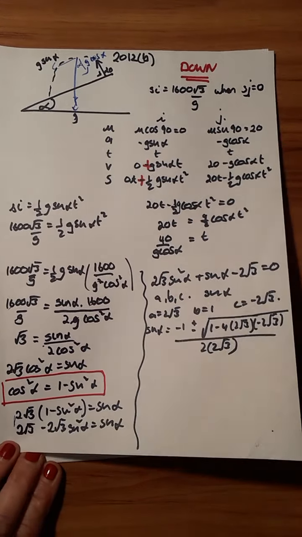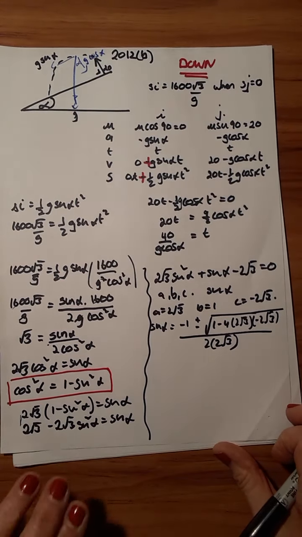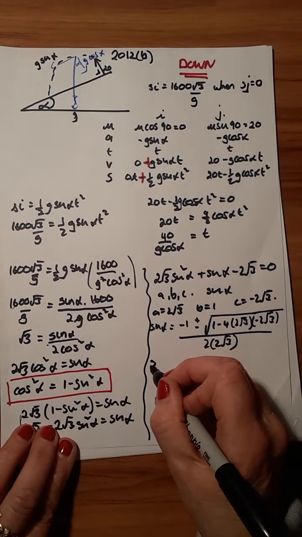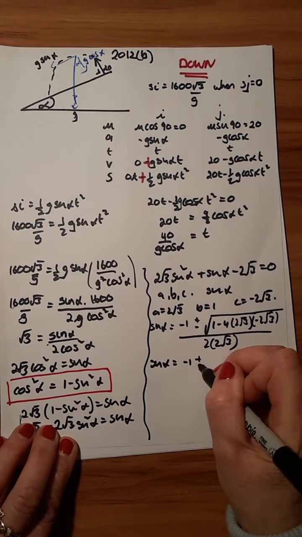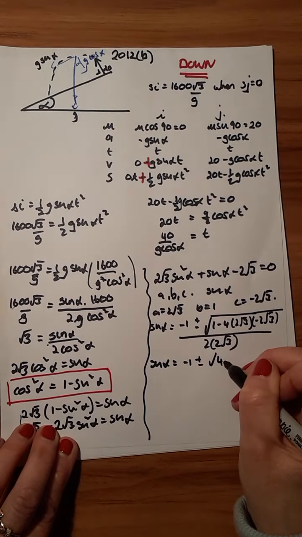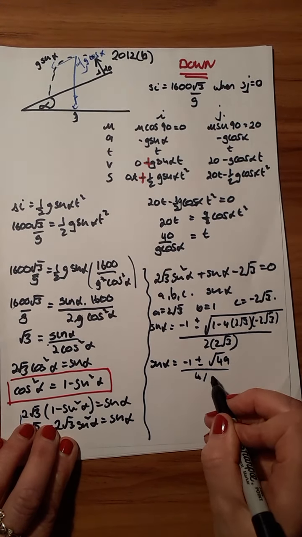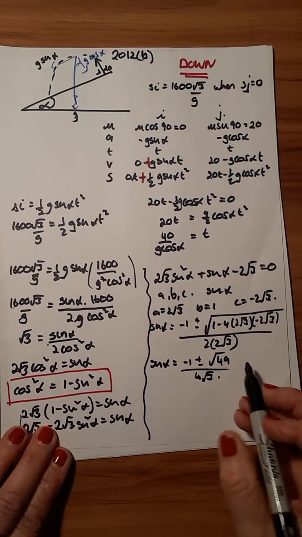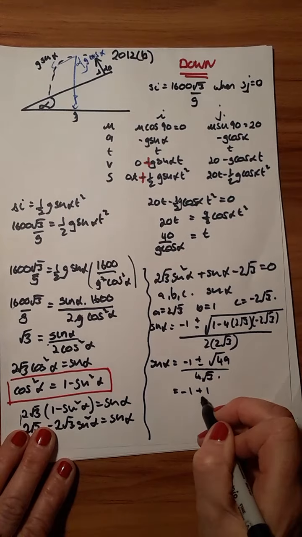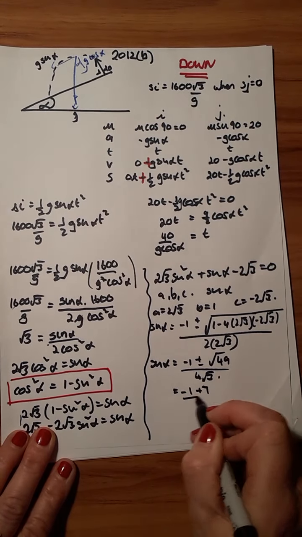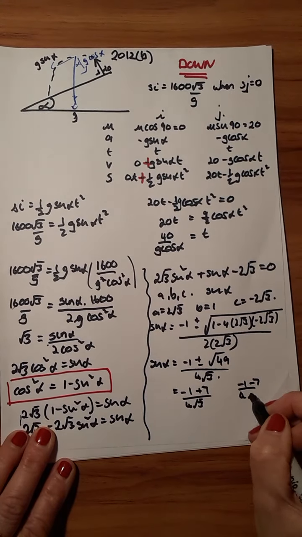And when I work all of that out, this works out really nicely into minus 1. So sine alpha is equal to minus 1 plus or minus the square root of 49 all over 4 root 3. So of course that's 7. So this will give me minus 1 plus 7 over 4 root 3, or minus 1 minus 7 over 4 root 3.